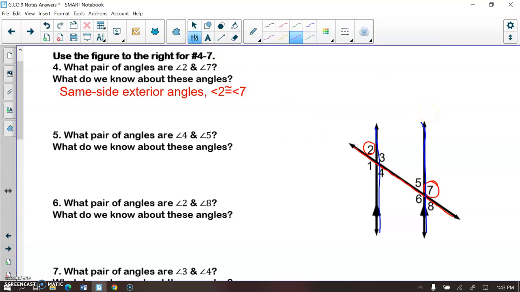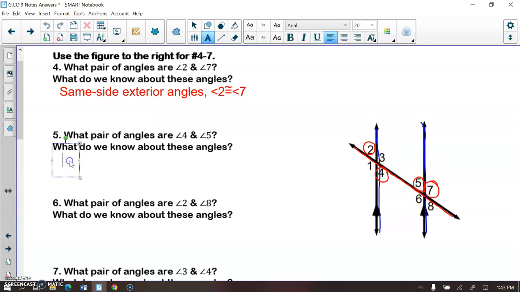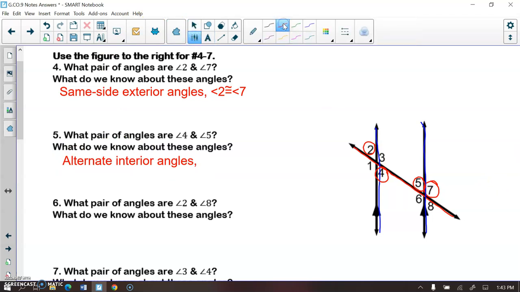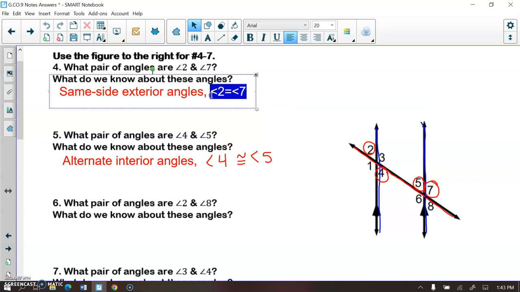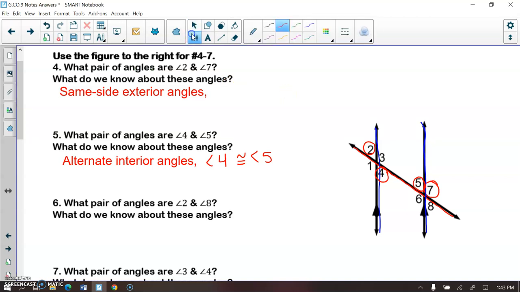All right, angles 4 and 5. These are on the inside of your parallel lines, but on opposite sides of your transversal. So these are alternate interior angles. And what we know about them is that they're congruent. So angle 4 is congruent to angle 5. I completely apologize for number 4. They are not congruent. They are supplementary. Same side interior or exterior angles are supplementary.